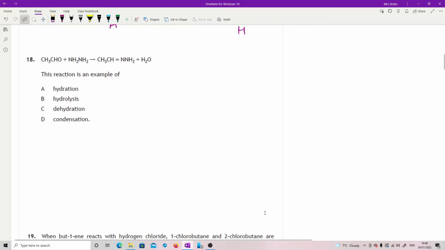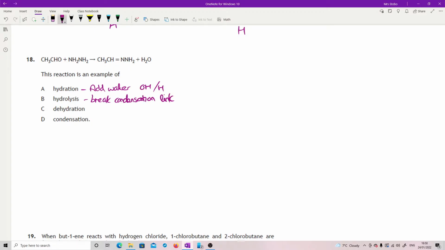Question 18. This reaction is an example of, and you've been given a list. Okay, so right, hydration means I need to add water to a molecule. Normally we're talking about an OH and an H. We're not doing that. We're not adding that into a chemical. Hydrolysis means I need to break a condensation link. So I'm going to end up with 2 smaller molecules, but I'm going to have to add in a small molecule to make that work.